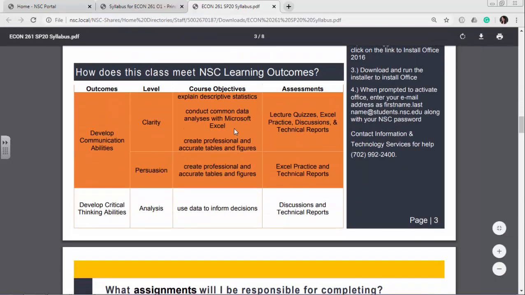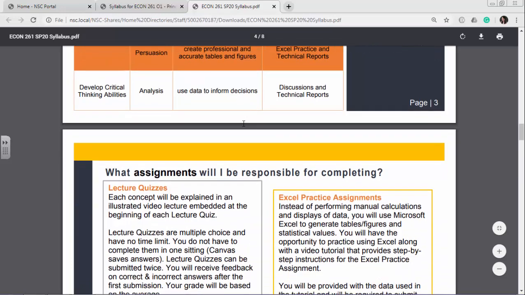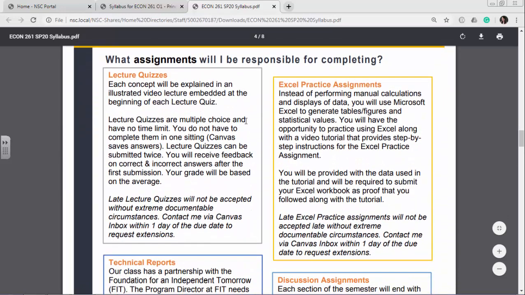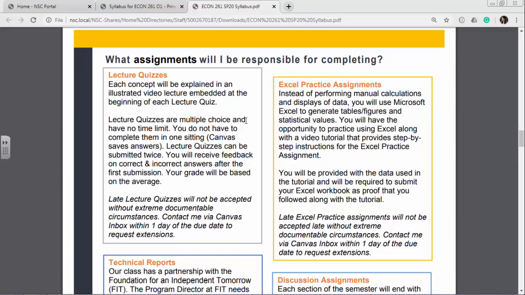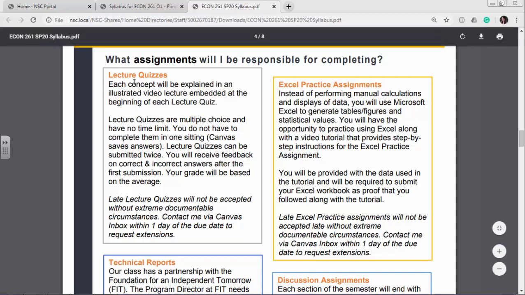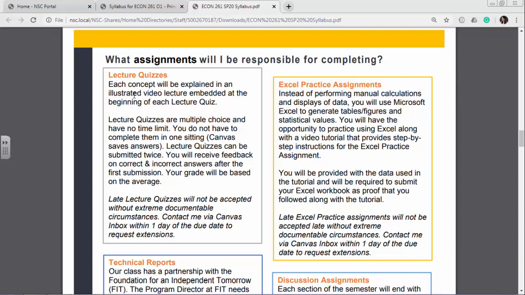Here's how the class meets the learning outcomes of the college. You can look at that on your own. And then here is probably the part that you care about the most, what types of assignments you're going to be completing. So you will be doing lecture quizzes where you're going to be watching a lecture that covers mostly conceptual stuff, not a ton of math.